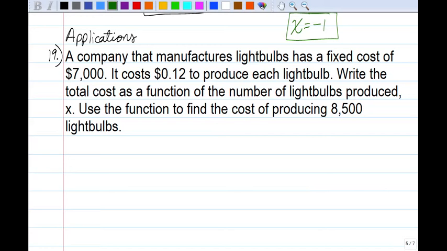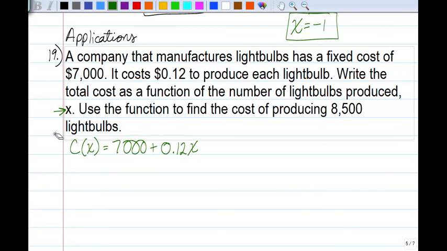All right, so we're going to write down the cost function, and we'll just call that C of x. We have 7,000 right off the bat. Even if we don't produce a single light bulb, we still have a cost of 7,000 just to have our business operating. Then we're going to add 12 cents for each light bulb we produce, and they've said that x is the number of light bulbs produced, so that's 0.12 times x. So that's my cost function.